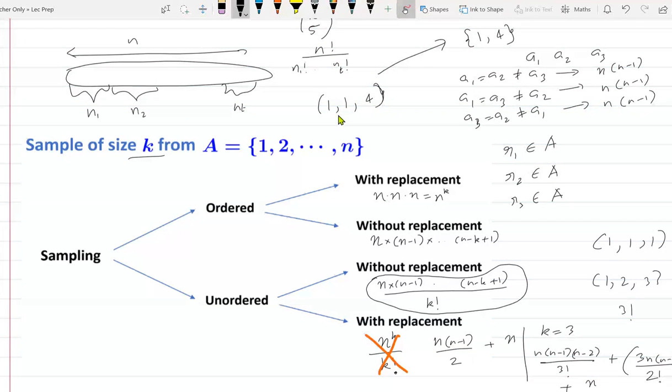So there are 2 different things here: 2 of type 1, and 1 of type 4. The number of ways of arranging is 3 factorial divided by 2 factorial into 1 factorial. Yes, correct. And actually that's how this 3 comes.